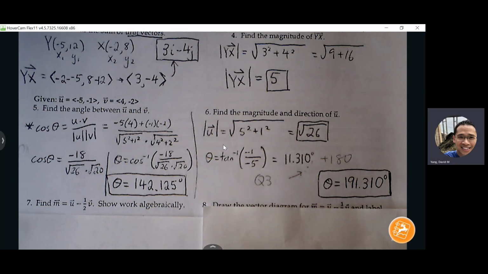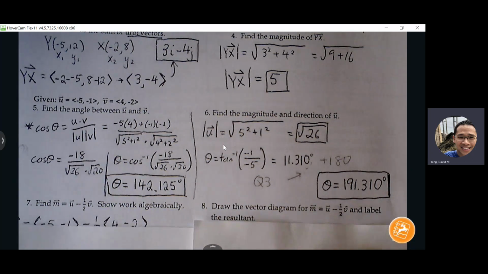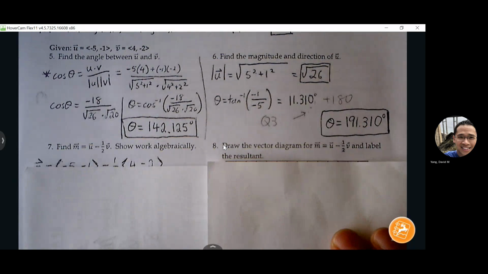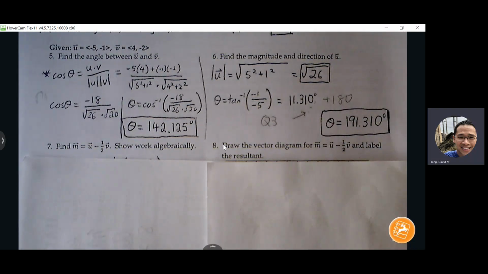And 6 should be pretty straightforward. We've been doing that for a while now. Go down to 7 and 8.